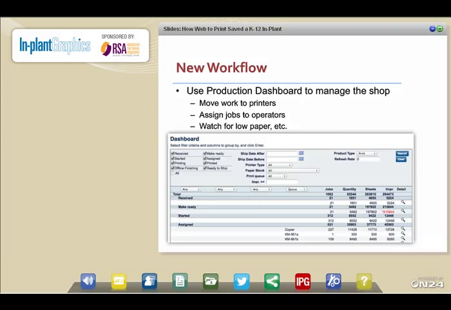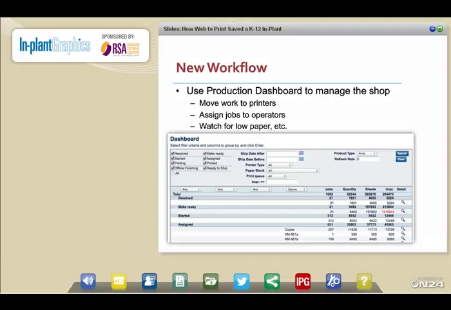So our new workflow looks a lot like this. WebCRD has a lot of different customizable screens you can go through and look at to see your work in different views. And this is my favorite one. It is the dashboard, the production dashboard, which I basically use to manage the shop now. I can come in the morning and I can see at a quick glance if there's too much volume for a certain machine. I can move things around if there are equipment issues, et cetera, things like that. This alleviates the need for technicians to manually move things around.